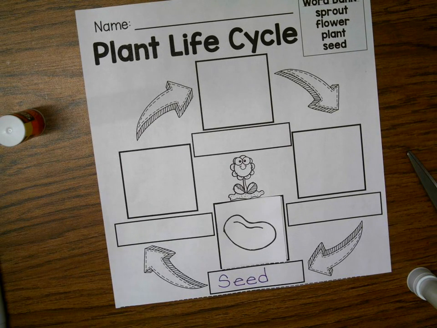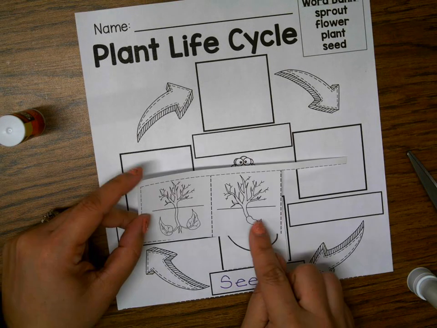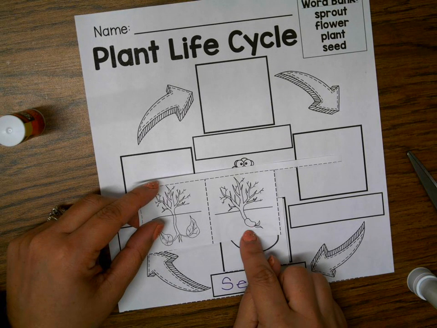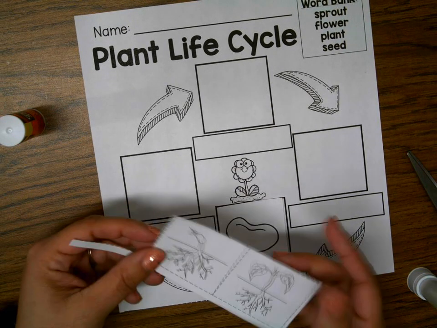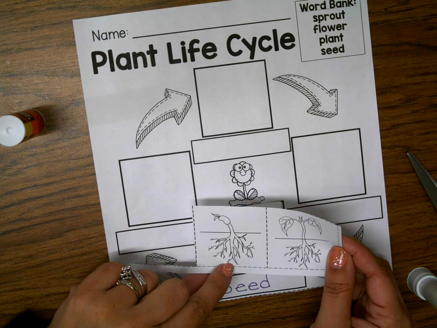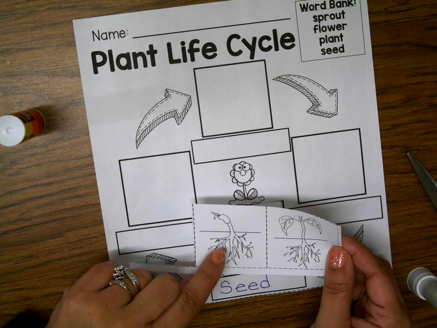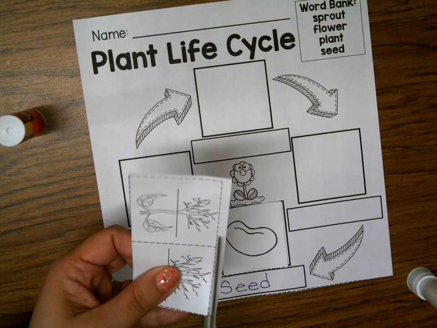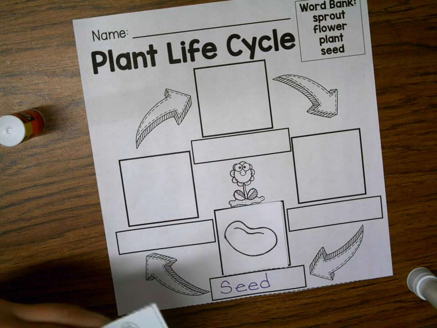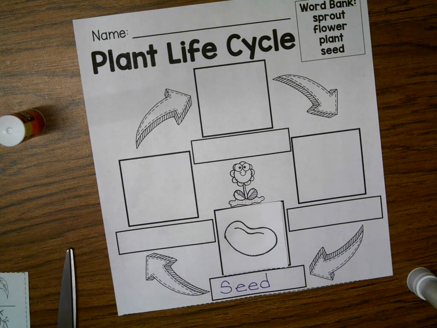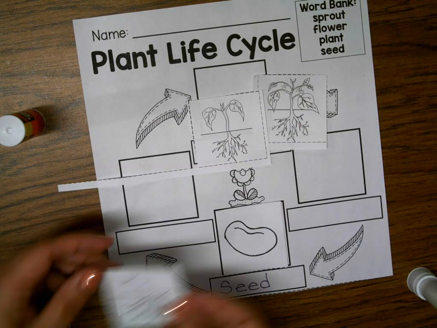Okay, the second picture that we're going to cut out will be this one. You can see the seed right there. And, oh, I had it upside down. You can see that the roots have started to grow down into the ground. So we're going to cut out this one. And then we just have 2 left.